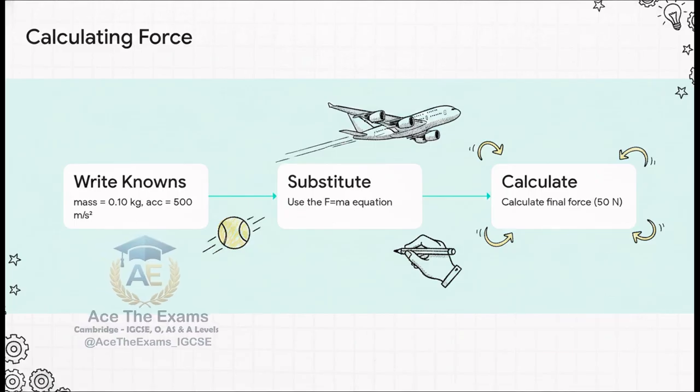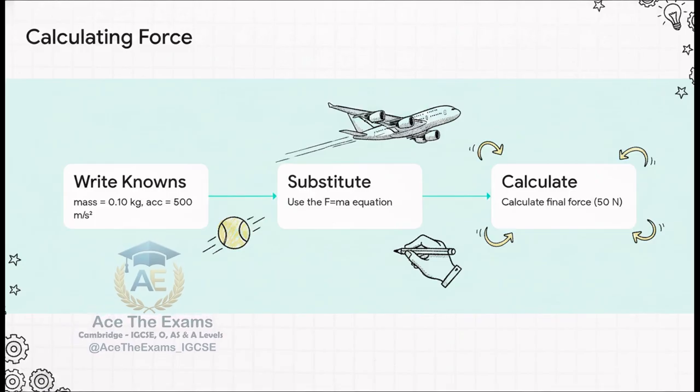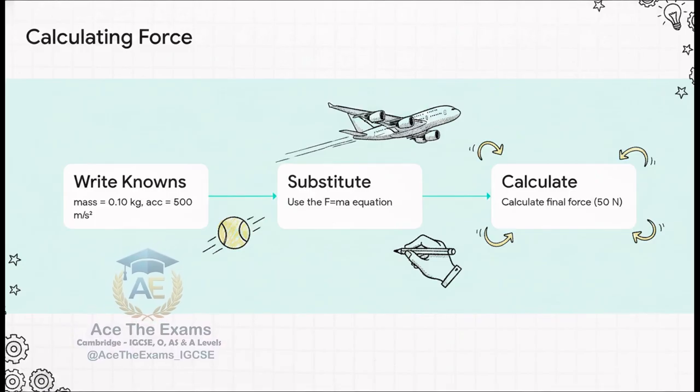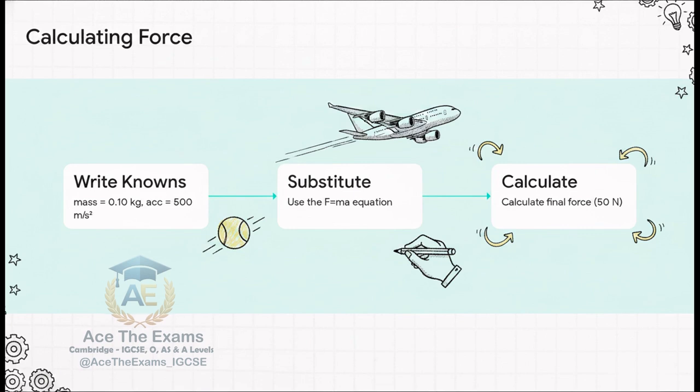Step 1. Write down exactly what you know from the prompt. Mass equals 0.10 kilograms. Acceleration equals 500 meters per second squared. Step 2.